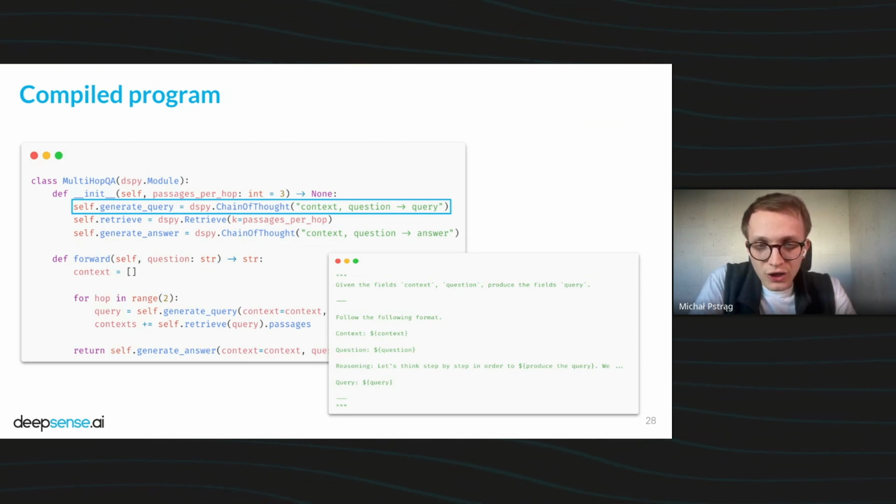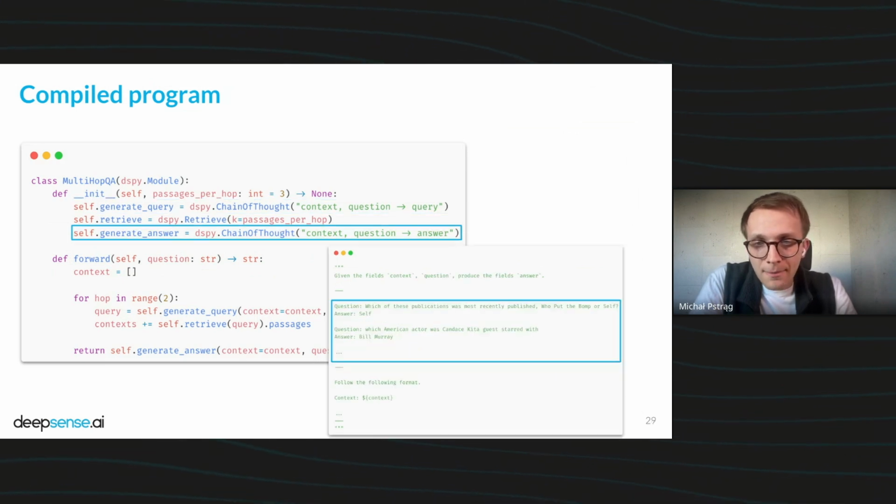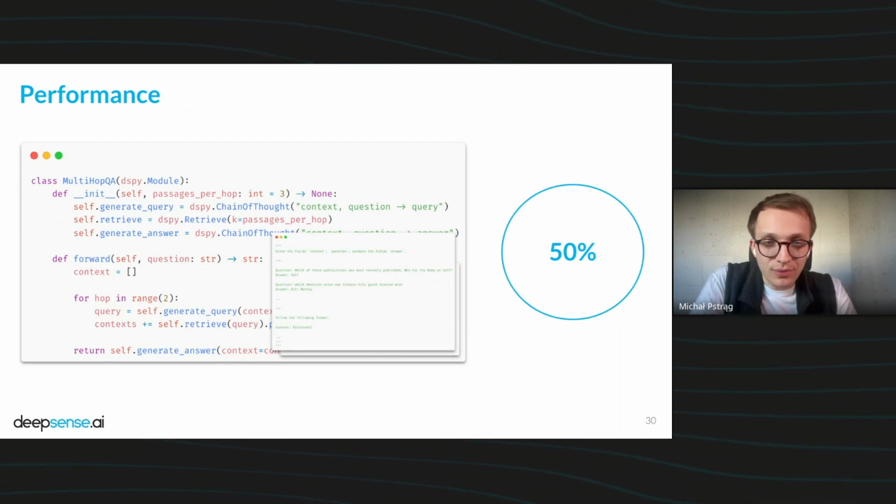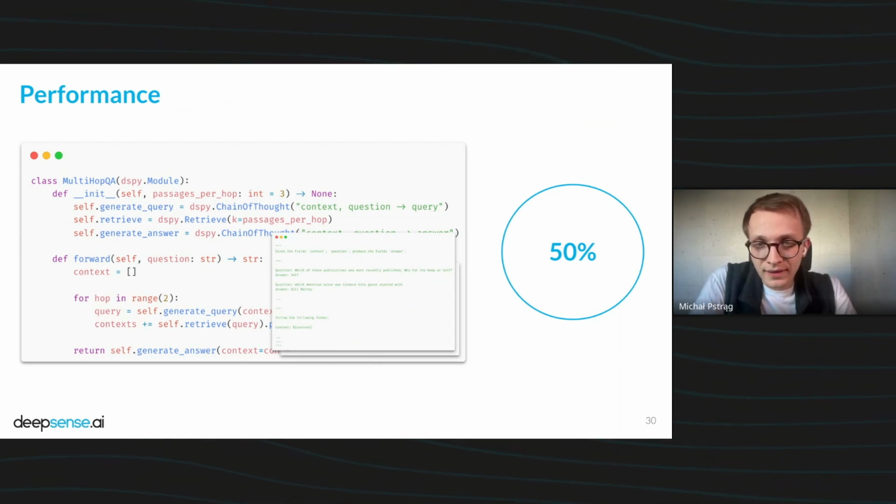The compiler won't generate few shots for this module, but for generate answer, it will generate for you by default 16 few shots picked either from a data set or Bootstrap using a language model. So you will get a prompt like this, and this optimized pipeline using Bootstrap few shot will achieve 50% of performance, which is quite good given our first score. So this is the way you can experiment with different optimizers, try really simple ones, and then iterate to get better performance.